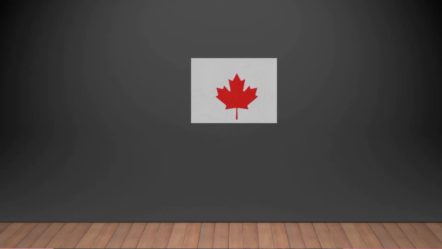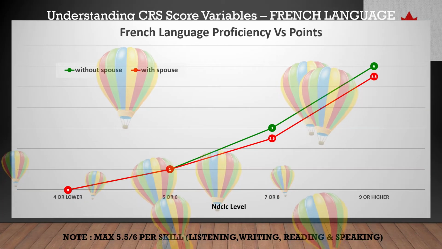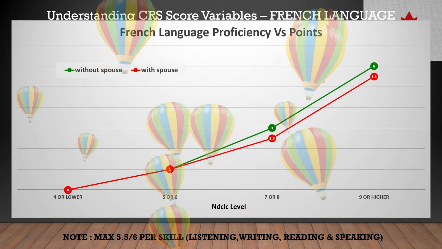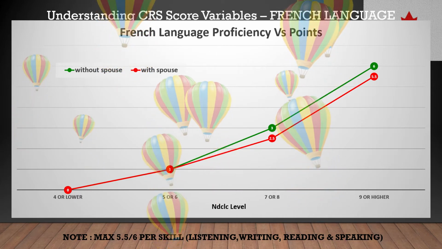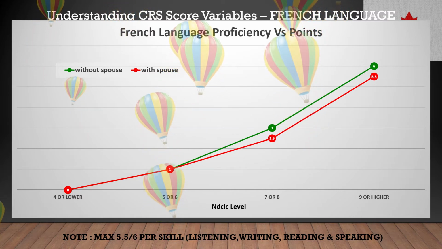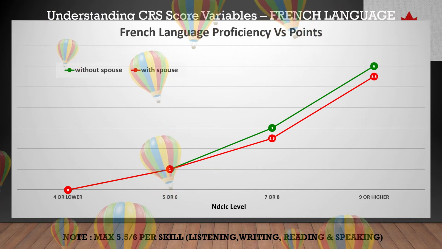Now for those exceptional people who know French also, just to make you understand, NCLC is equivalent to what we call CLB in English. Again, 4 or lower you will get 0, and if you get 9 or higher proficiency level in French, you will get 5.5 points if you are with spouse, and without spouse you will get 6 points. So a maximum of 6 is what you are going to aim for if you know French in addition to English.